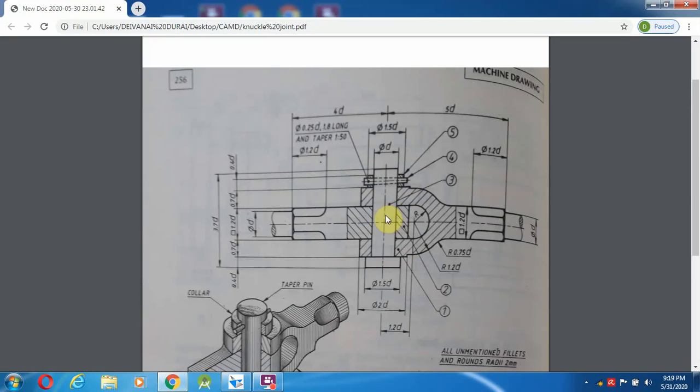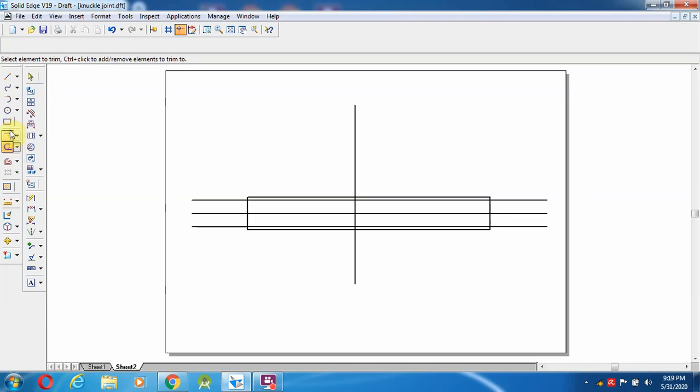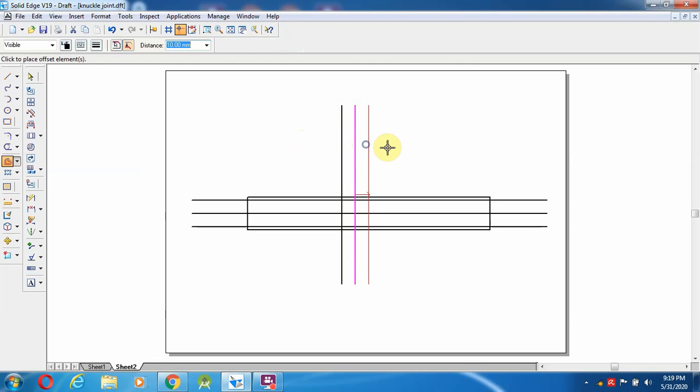Now I am going to draw the pin. From here to this one as well as this, and the head of the pin. Go to here, select offset again. The pin dimension is 20 mm. So from the axis towards the left side 10 mm, enter, and select the right side and select towards the right side 10 mm.